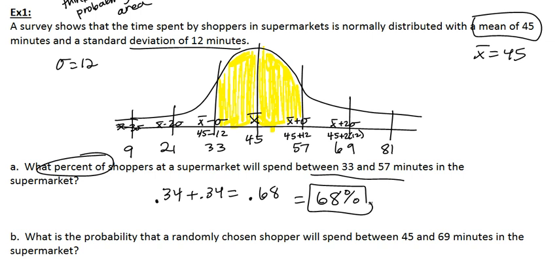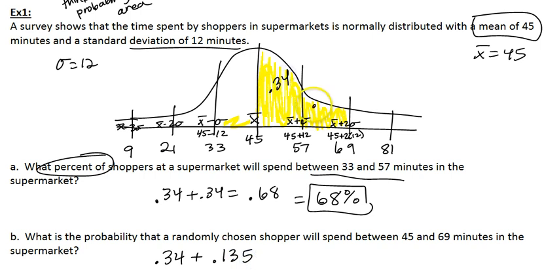Part B, what is the probability that a randomly chosen shopper will spend between 45 and 69 minutes in the supermarket? This time I want between 45 and 69, so I want these two areas. And again, all I do is take the probability. This bell-shaped curve is kind of like a shortcut. Every single time those probability numbers are the same. So 0.34 for that first section, and the second section is 0.135. I just add those two together, and don't round this. If it's 0.475, leave it 47.5%. Don't round it.